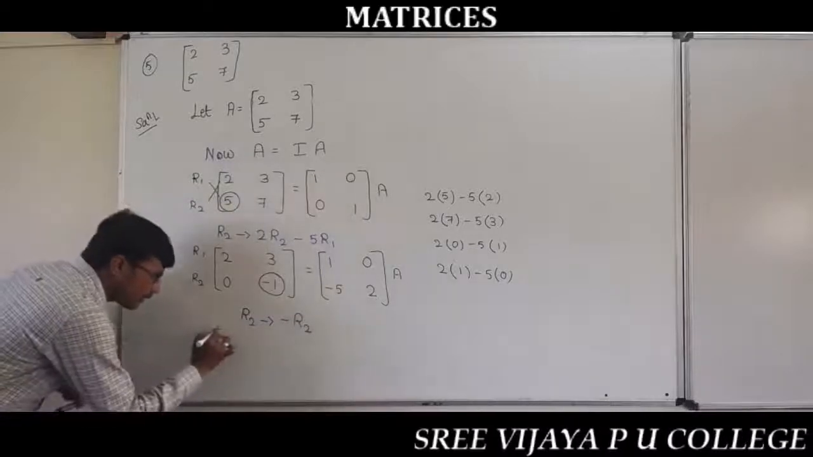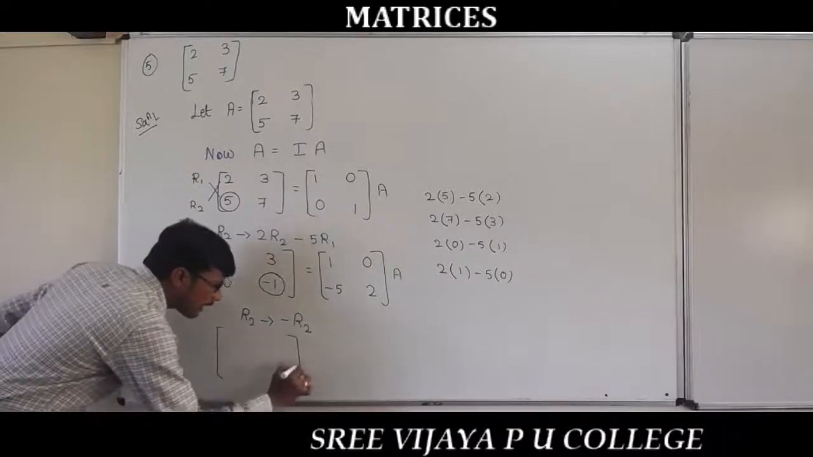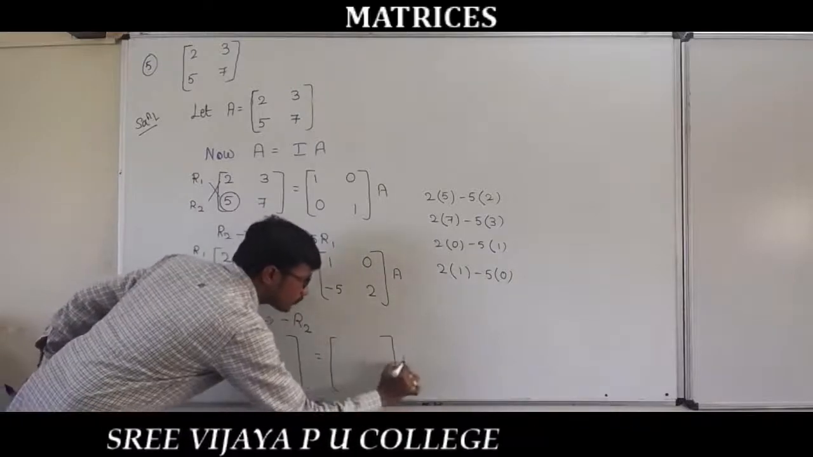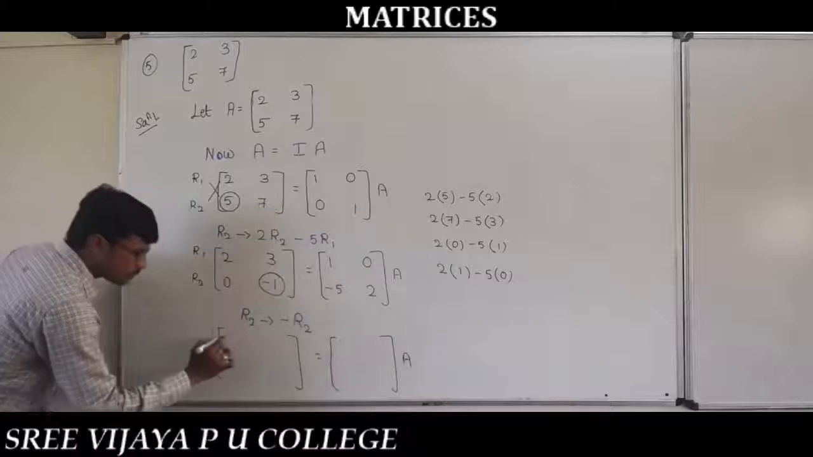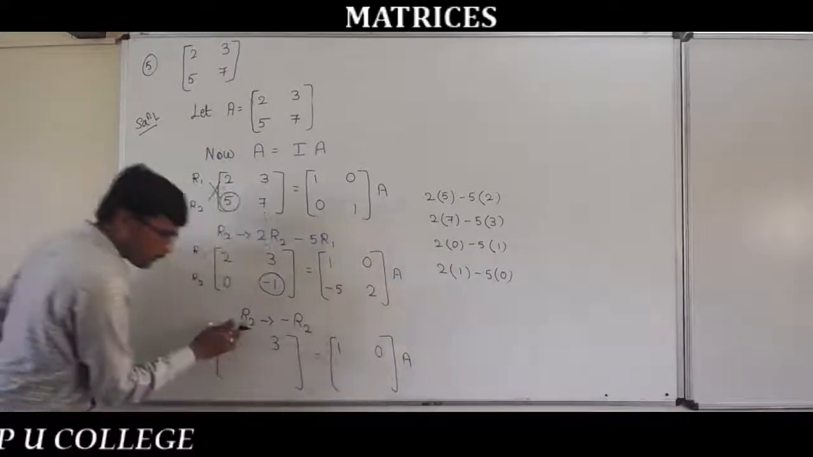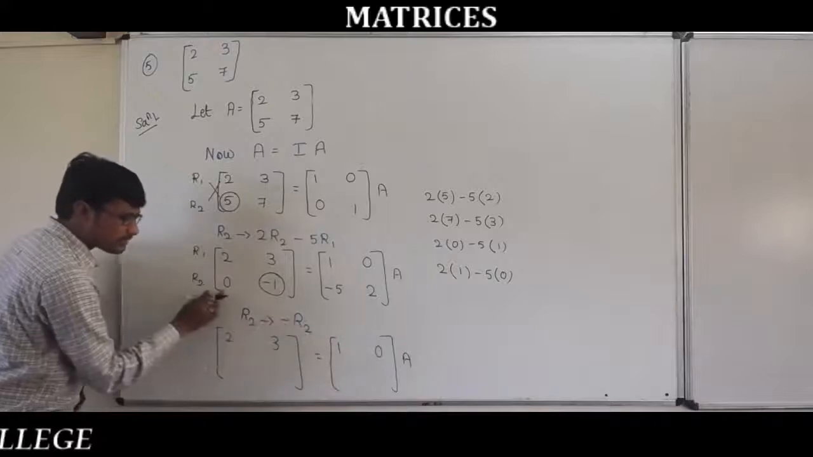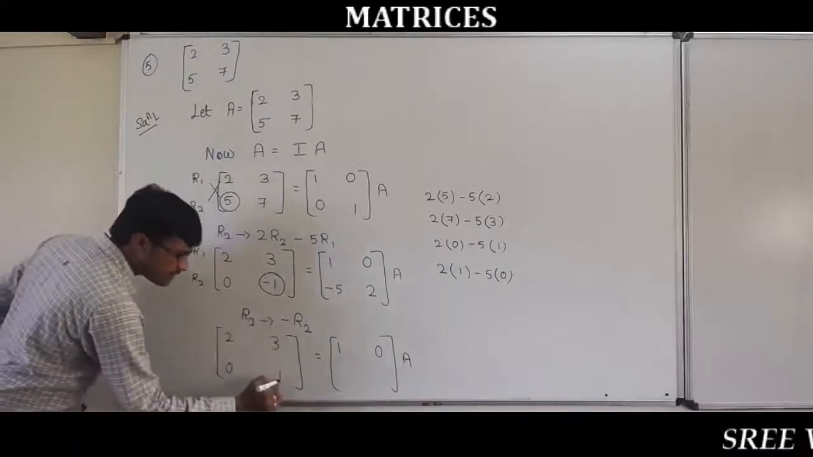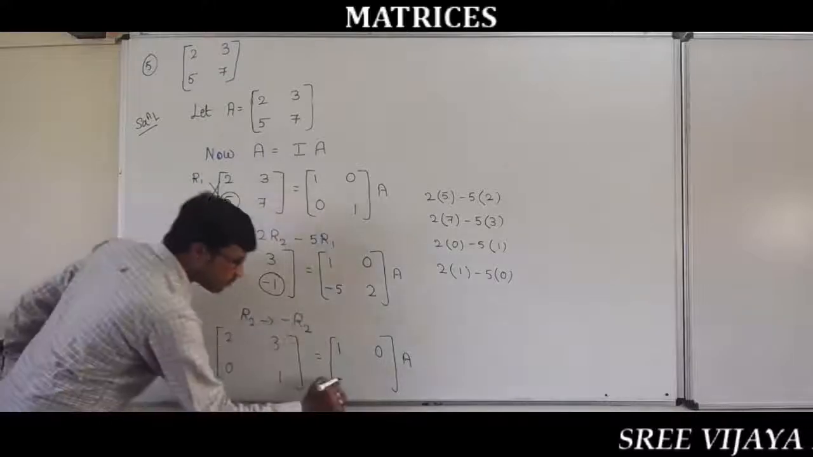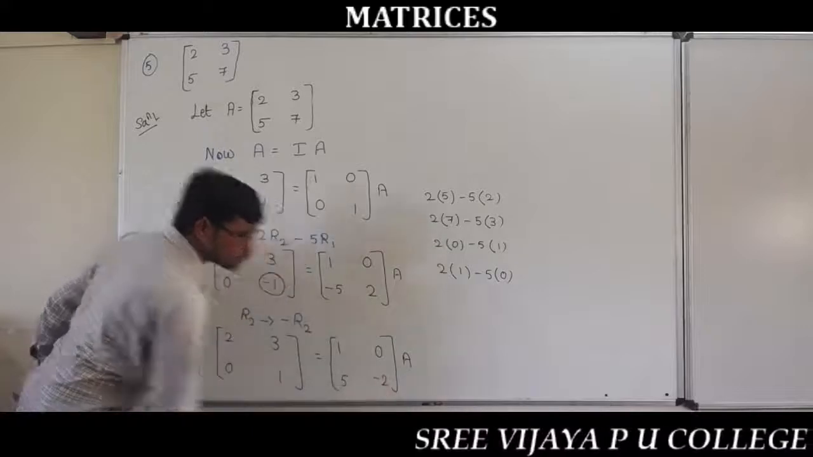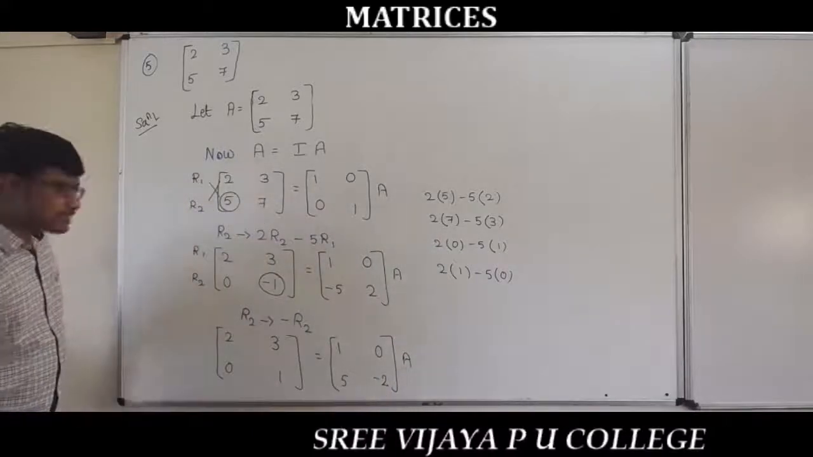Okay. Now R1 as it is, and R2 can be changed as minus times R2. So 2, 3, 1, 0. For R2 you can change with minus. 0 minus 0 is 0 only. Minus of minus 1 is plus 1. Minus of minus 5 is plus 5. Minus of 2 is minus 2 only.